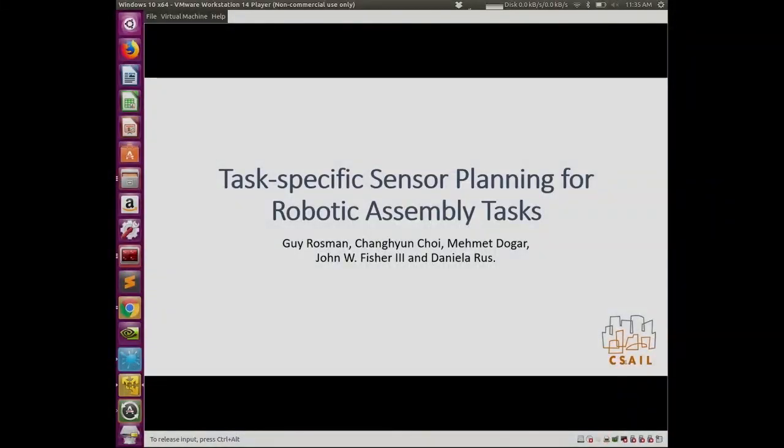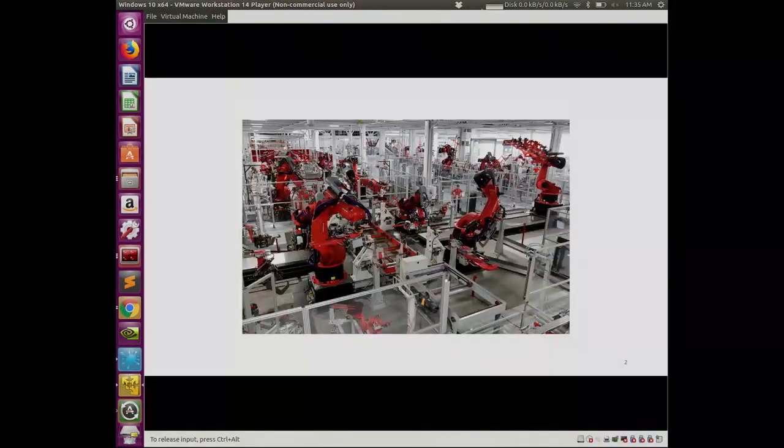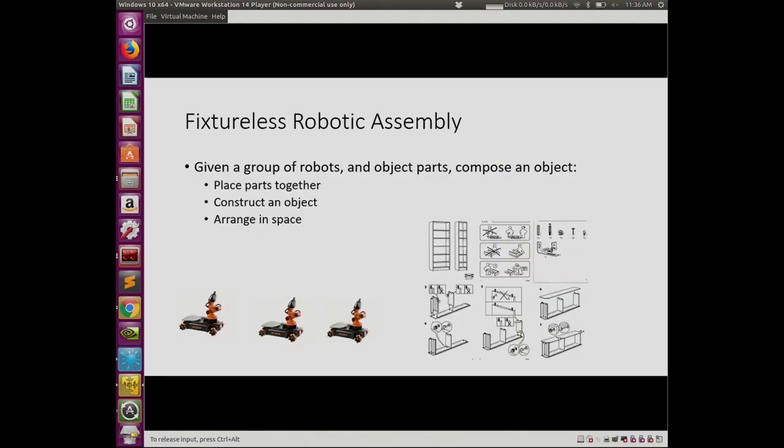Hi. So this work was done at CSL with all of these wonderful people. I'm now at TRI. We all know that robots are very effective in manufacturing. They allow us to be very productive and safe and cost efficient. However, an assembly line such as this is highly pre-programmed for a specific product, many degrees of freedom, all of them need to be taken into account. And we're looking for something more flexible in the form of fixtureless robotic assembly.